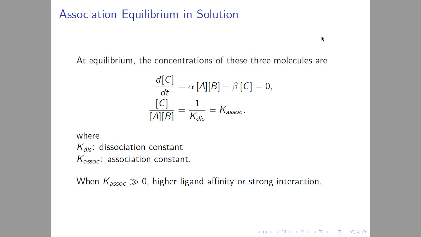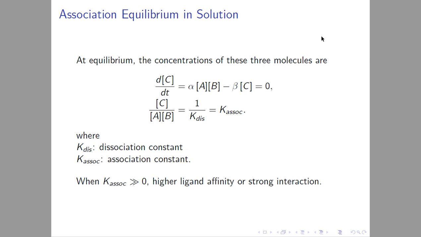For this one, we measure the concentration of C, the production of the complex. So dC/dt equals alpha A B minus beta C, and at equilibrium dC/dt equals 0. Then we get 1 over K dissociation is equal to C over the A B concentration. So then we can know how fast it will dissociate or how fast it can associate. So we have this dissociation constant and association constant.